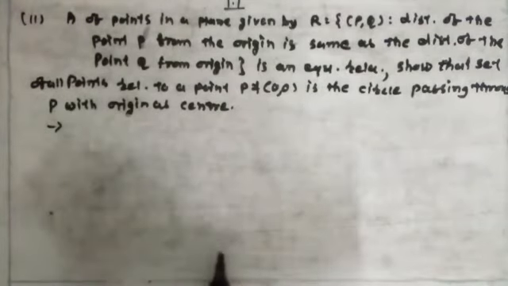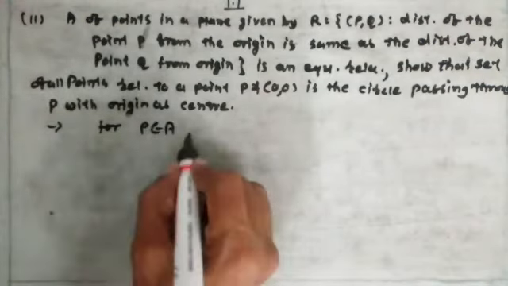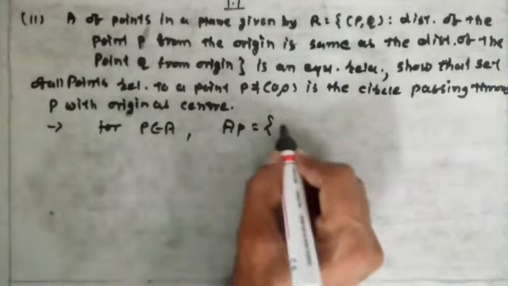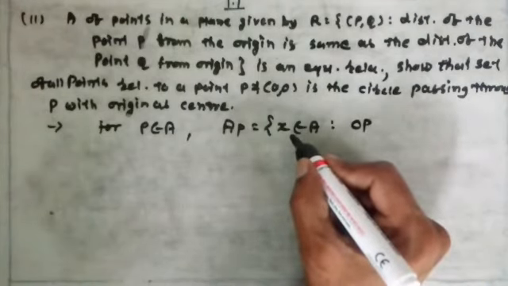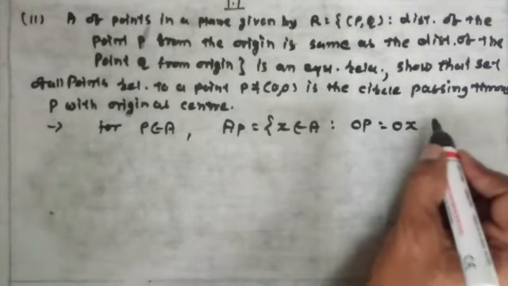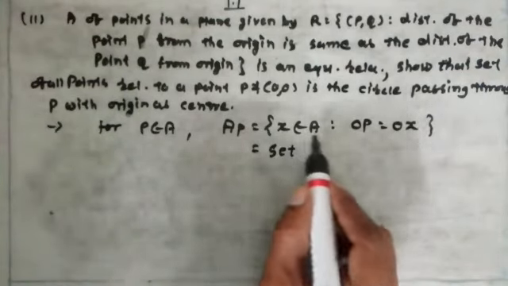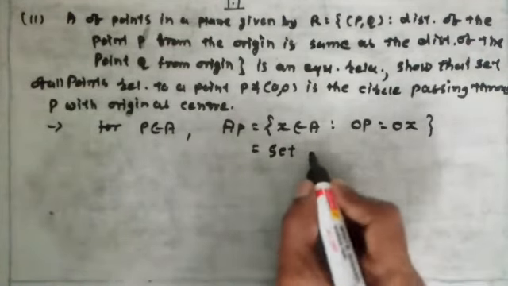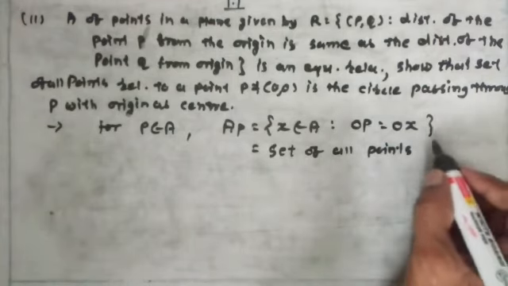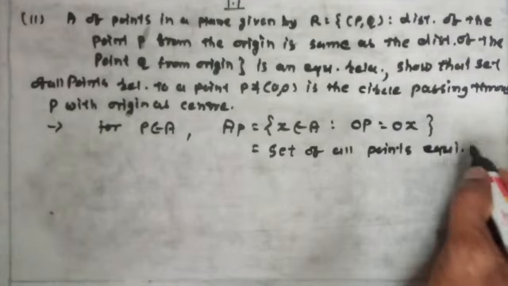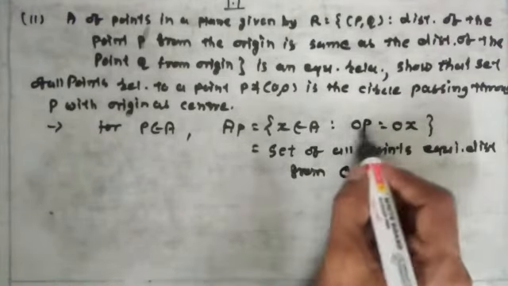Now, here we get the equivalence class containing P, for P belongs to A. For P belongs to A, the equivalence class containing P, that is A_P, is equal to the set of X belongs to A such that the distance from origin to P is equal to origin to X. So it is the set of all points which are equidistant from the origin and is equal to OP.